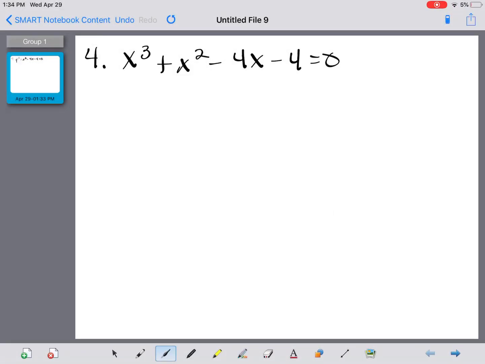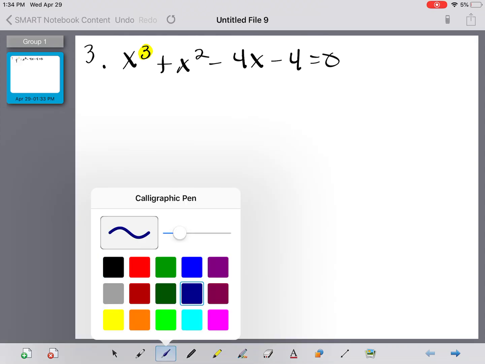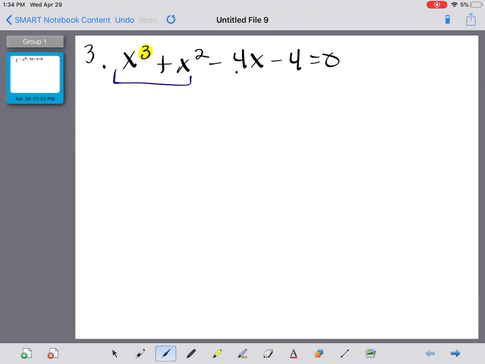If we take a look at problem number 3, not 4, there are 4 terms. We are going to factor by grouping. Again, keep in mind the largest exponent is a 3, which means it's a cubic, which means we're going to have 3 solutions when we are done. So to factor by grouping, again, I'm going to group the first 2 and the last 2 together.